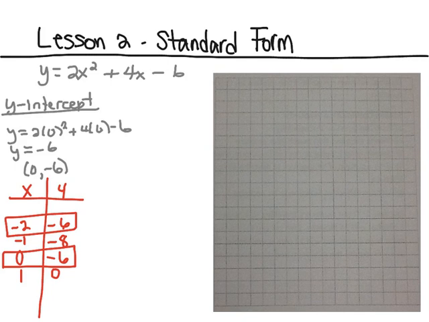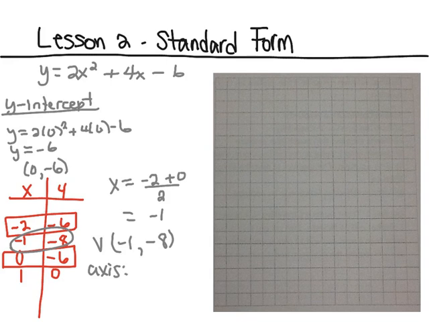So to find our vertex, we would do x is equal to negative 2 plus 0 divided by 2, which is negative 1. So this means that our vertex is (negative 1, negative 8). Our axis of symmetry is x equals negative 1, and we know it opens up because a equals 2. So that means that our minimum value is y equals negative 8. So we have all this information. Now we're going to graph it.